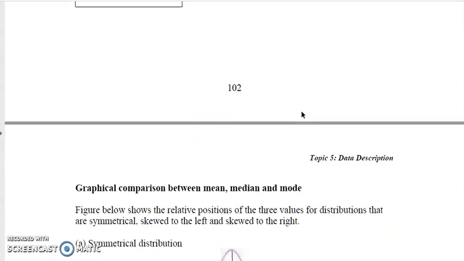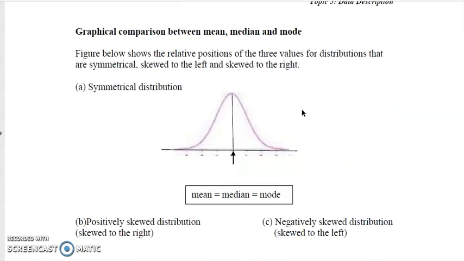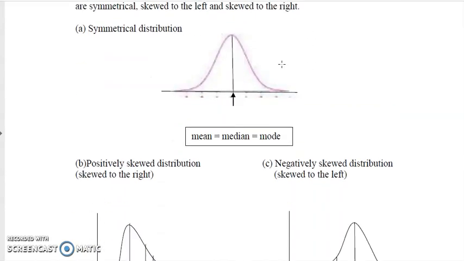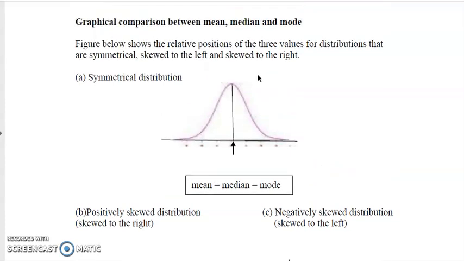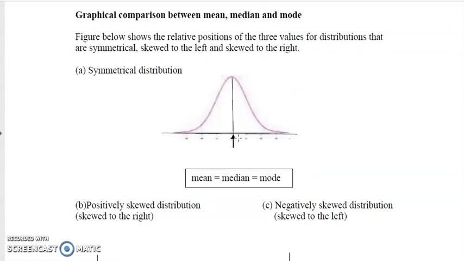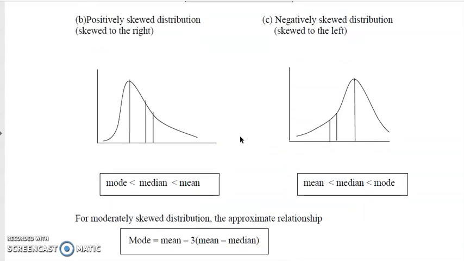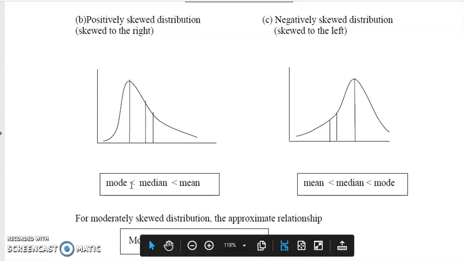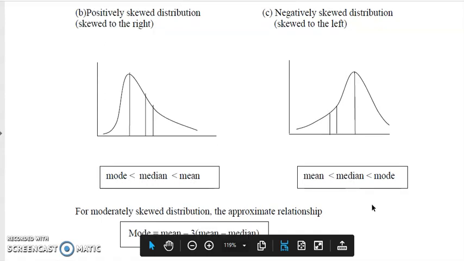And for the next one, if you look here, we have the graphical comparison between mean, median, and mode. This is a symmetrical distribution. You can see whether it is symmetrical, skewed to the left, or skewed to the right. In this case this one is skewed to the right, and this one is skewed to the left. You can see from here that mode is less than median, which is less than mean, or mean is less than median, which is less than mode. So we will have this.